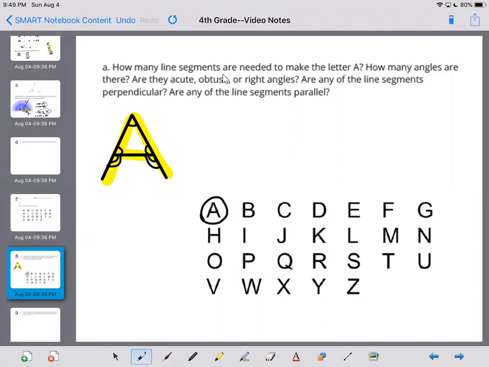Students might see the letter A as being composed of 5 line segments and 2 straight angles on the sides of the letter A. That may be something that the students see. But none of the line segments are parallel and none of the line segments are perpendicular when you're looking at the letter A.